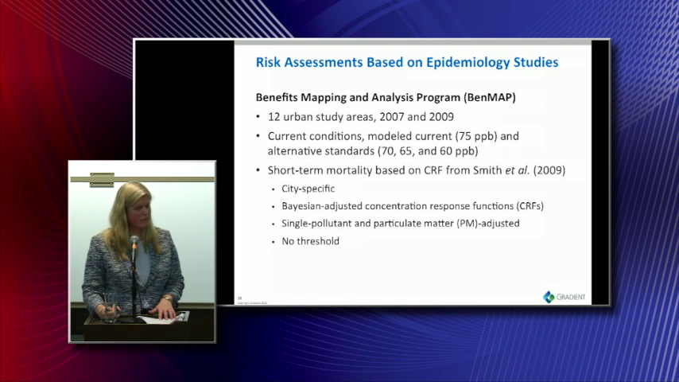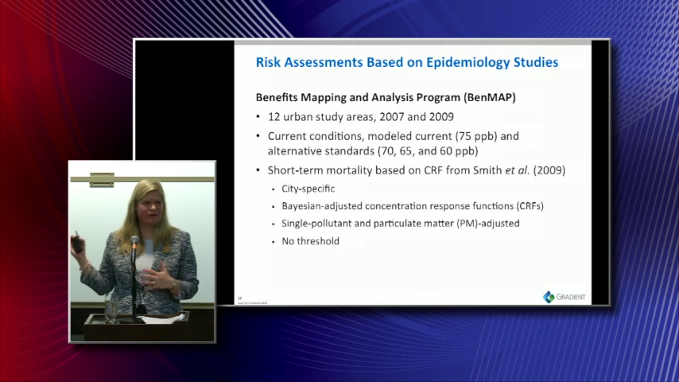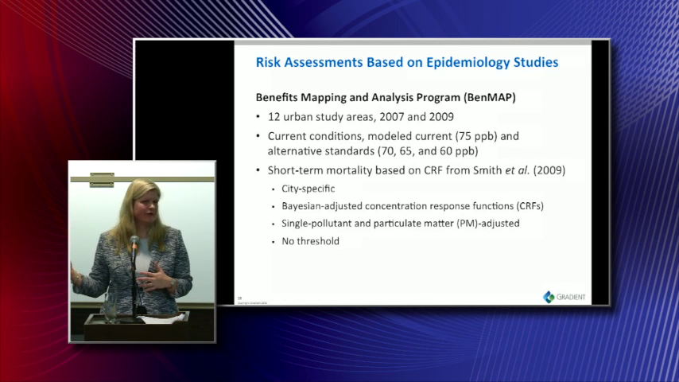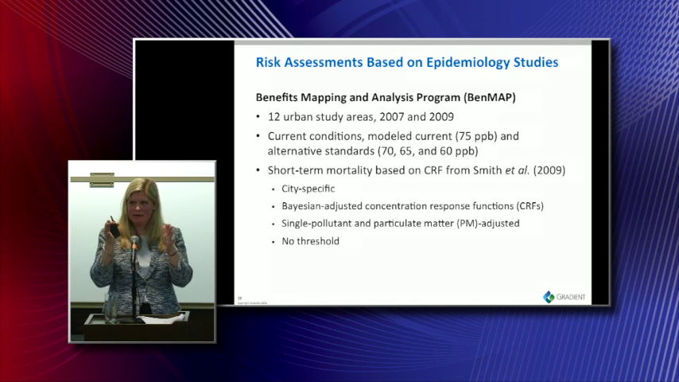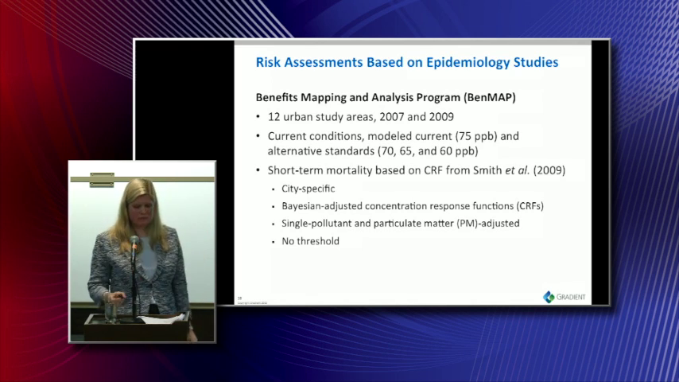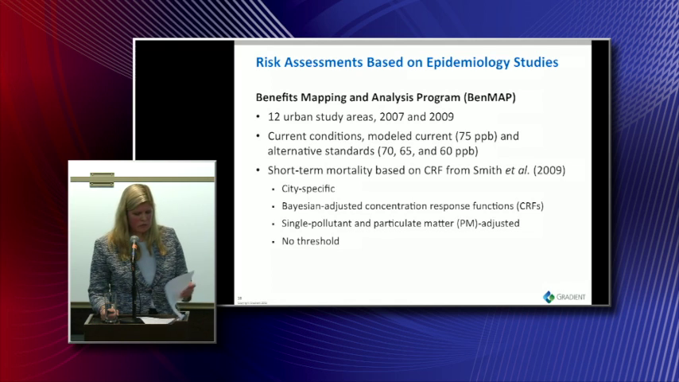And this risk assessment was based on the concentration response function from the Smith study that we talked about extensively, that wonderful heterogeneous figure that we talked about a lot. So this is a nice segue. Now, the risk estimates that they used for each city were the city-specific risk estimates, but they were the Bayesian adjusted concentration. So they were the shrunken estimates, we talked about these. You're shrinking the confidence bounds. They based their primary analysis on single pollutant assessments, but they also did some sensitivity analysis with concentration response functions that considered PM as a co-pollutant, but they did not consider a threshold. So those are some of the issues.